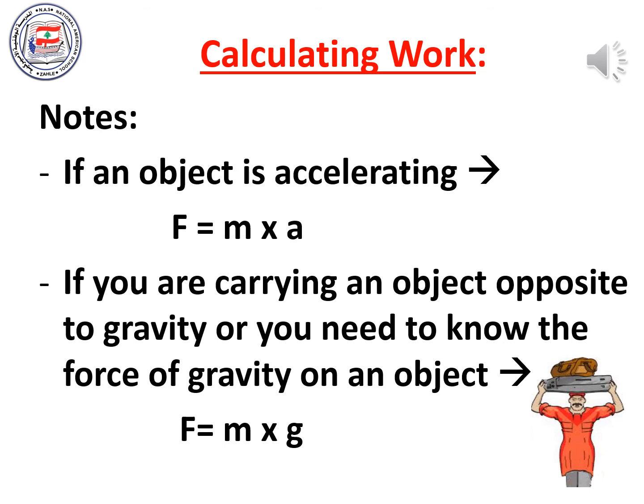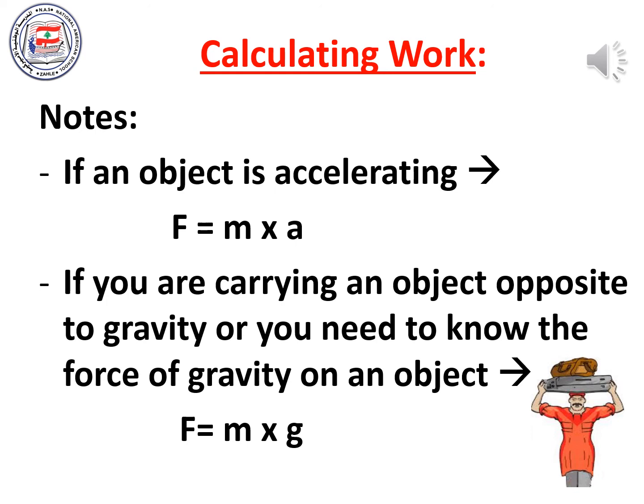Note, if an object is accelerating, then the force applied to the object is equal to mass times acceleration. Force is measured in newtons, mass in kilograms, and acceleration in meters per second squared. So, if you need to know the work that is done on an object that is accelerating, you need to know the force. To calculate the force, you use Newton's second law by multiplying the mass of the object by the acceleration of the object if the object is accelerating.